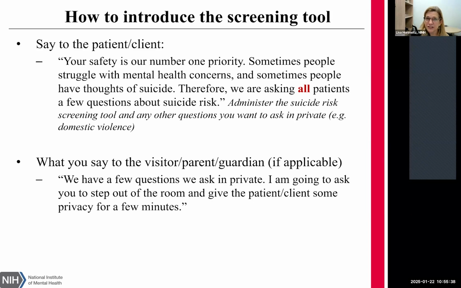And then how you get a visitor to leave is, again, we have a few questions we ask in private. I'm going to ask you to step out of the room and give the patient a few minutes of privacy. We also sometimes pair the timing of the suicide risk screen in an outpatient setting with the abuse and neglect screen, because we're asking someone to leave the room and leave the patient in private. And then you can ask other questions that you want to ask in private.